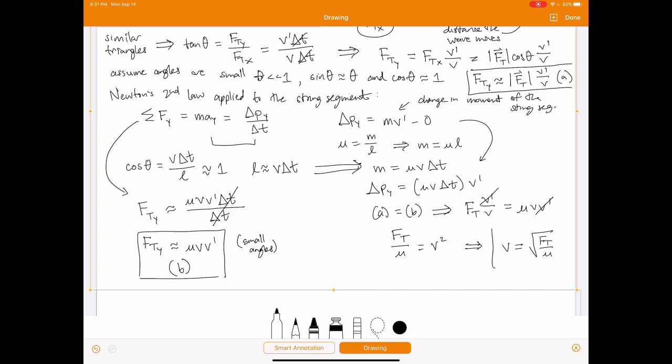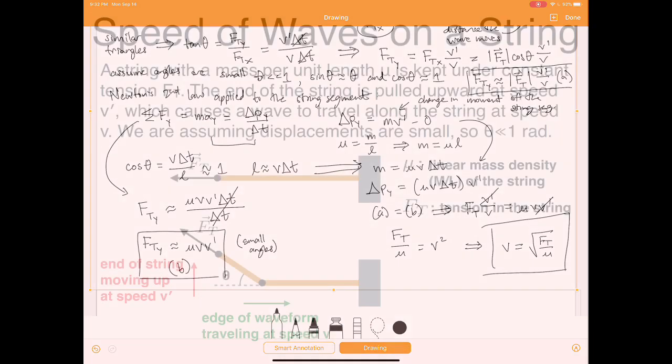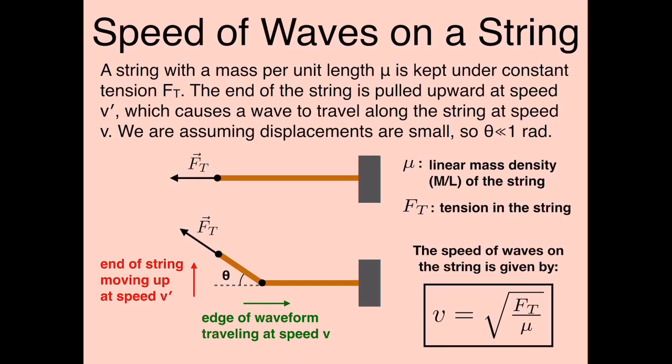So in other words, the speed of a wave on a string only depends on two factors: the amount of tension in that string and the mass per unit length, that's what we call mu, of the string. And so there's the result, that the speed of a wave on a string is given by v equals the square root of ft divided by mu. Okay?